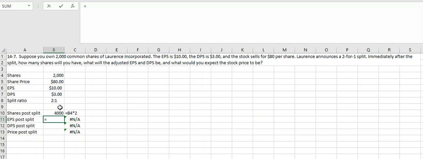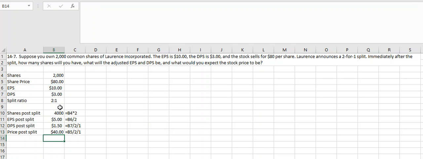The EPS after split is simply our EPS right now divided by the split ratio. Similarly for the DPS, it's our dividends before divided by the split ratio. And since it's a 2-for-1, it's like thinking 2 divided by 1. And the price post-split is just our current price today divided by the split ratio. Now we can just divide by 2 because 2 divided by 1 is 2.